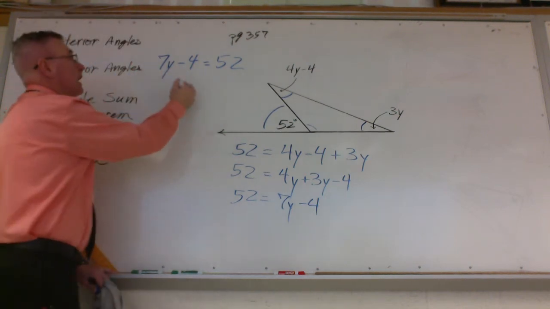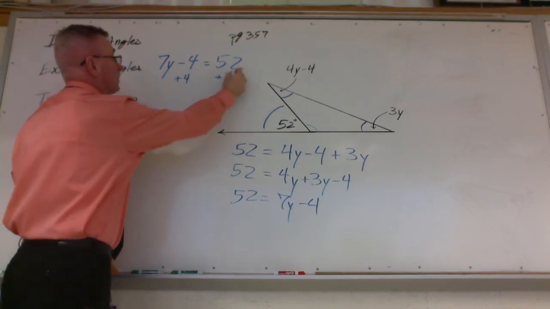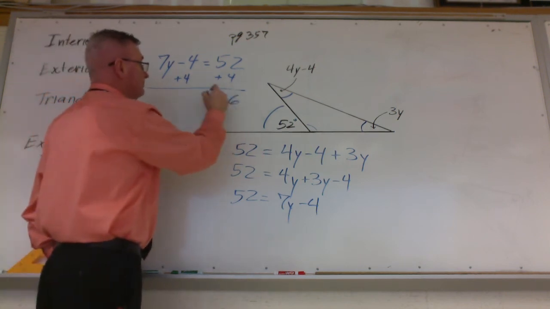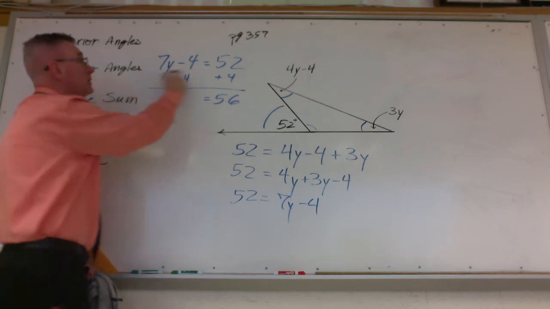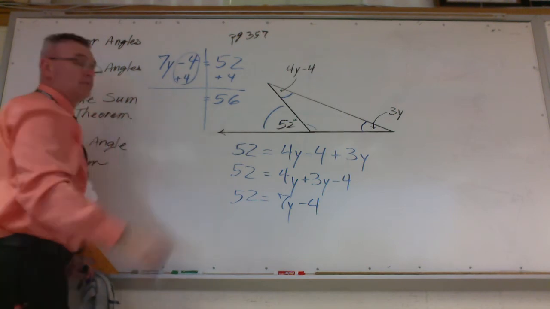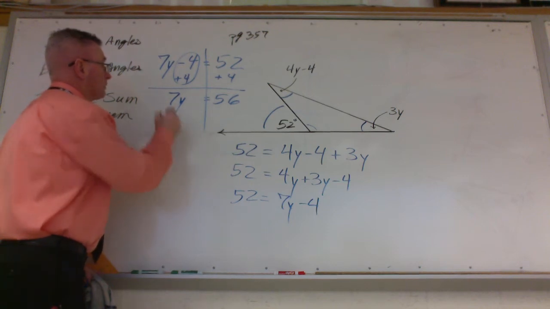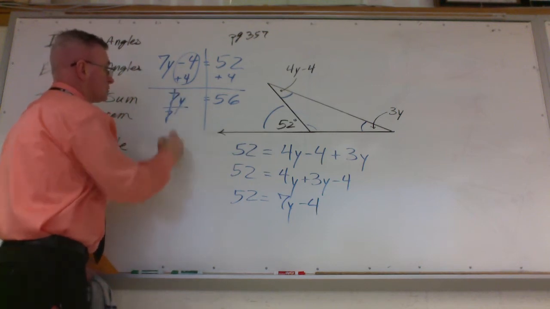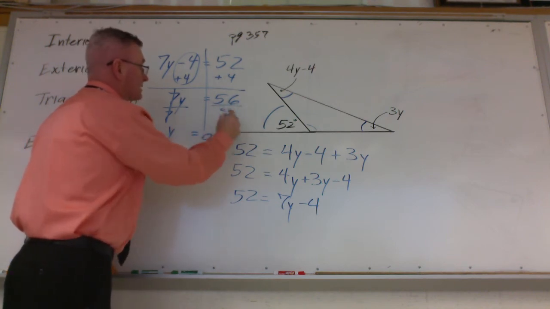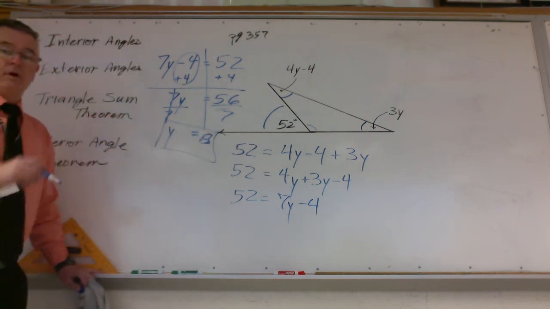So how am I going to solve this? Well, I need this to be a 0, and I need this to be a 1. So I'm going to add 4 to both sides. That's nice because 52 plus 4 is 56, and that's a multiple of 7. Here's my line down here. Negative 4 plus 4 is 0, so I got rid of that. 7y. Now I'm going to divide by 7 because 7 over 7 is 1. 1y equals 56 divided by 7, which is 8. So y equals 8.